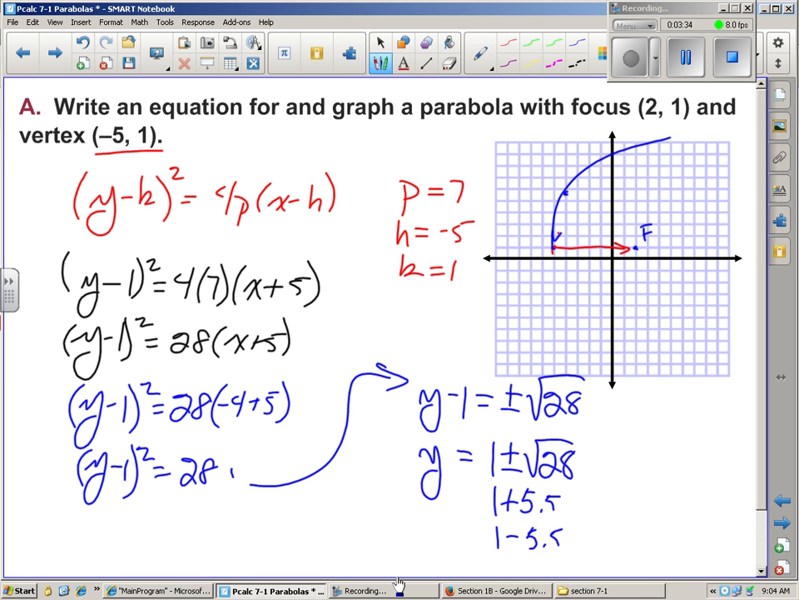And 1 minus 5.5, so a negative 4.5. So somewhere around there. And that's going to be good enough for my rough sketch of the parabola. And make sure we mark our equation. And we're done.